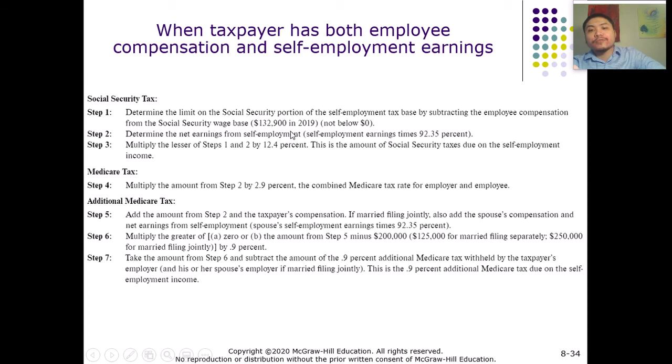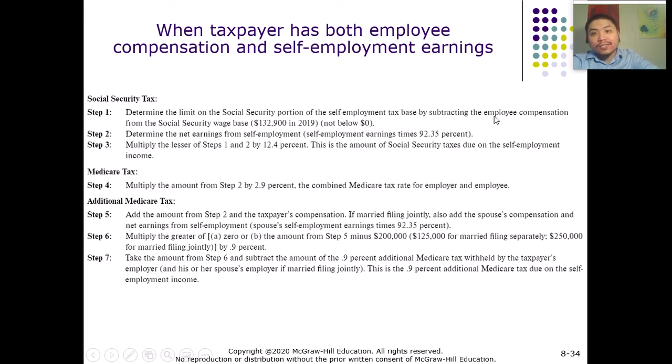So that's what I just mentioned. Because we already calculated the FICA taxes on the employee compensation, we have to take that employee compensation out of this base limit. And then for the self-employed component, we only pay taxes on the difference between the base limit and the employee compensation. So again, this gives the taxpayers a little bit of a benefit, because now the tax base is going to become very small.